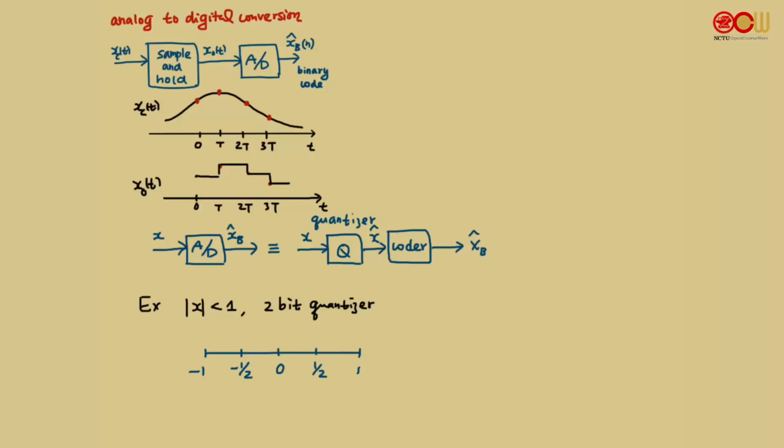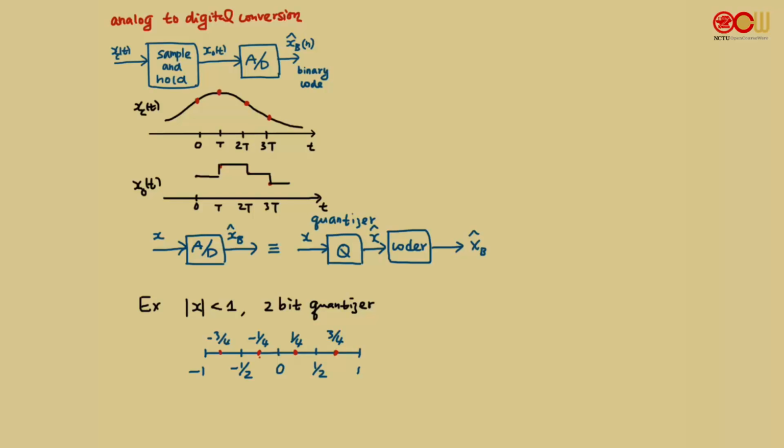And within each cell, whenever x falls into this cell, it's quantized to the center value. When it falls into this cell, it's quantized to this center value, and when it's in this cell, it's quantized to this value, and it's in this cell, it's quantized to this value. And these values are 1/4, 3/4, minus 1/4, and minus 3/4.